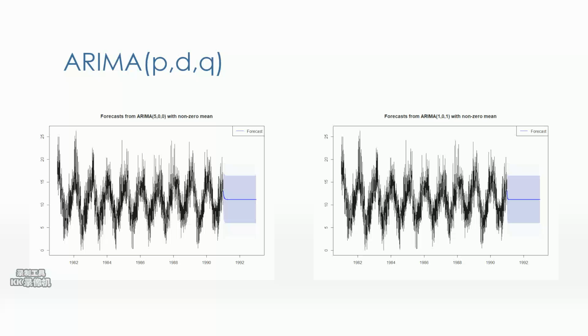The PDQ are three important parameters of the ARIMA model. P is the number of autoregressive terms. D is the non-seasonal difference needed for stationarity, and Q is the number of lagged forecast errors in the prediction equation. It can be generated automatically from the auto-ARIMA function and verified in the ACF and PACF plots.